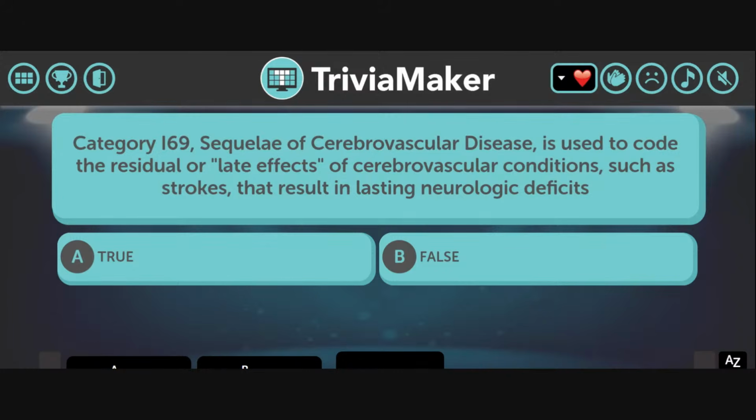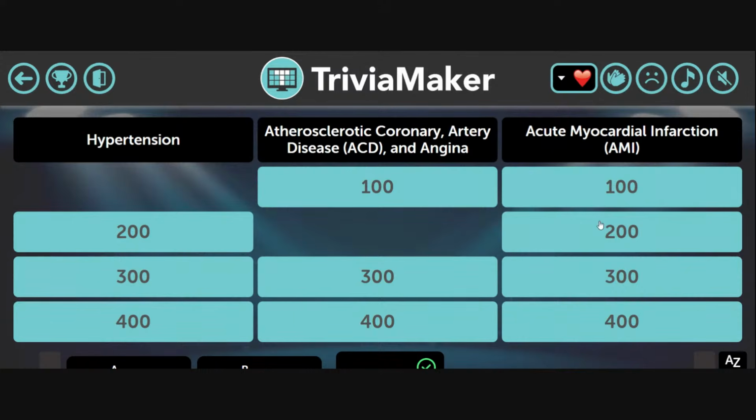All right, amazing job. This one is going to indeed be true, which I'm pretty sure everyone put. Definitely category I-69 is going to directly reference the sequelae of the cerebrovascular disease for sure. And I think actually we're going to use a guideline from using that category in one of our scenarios later. So glad that everyone got that one right. All right. Let's move on.